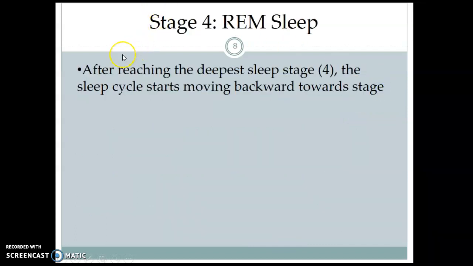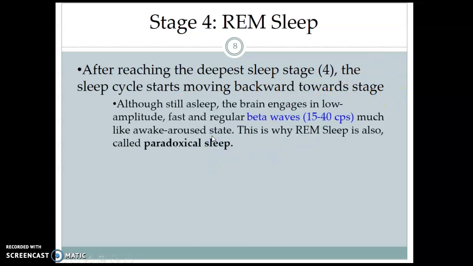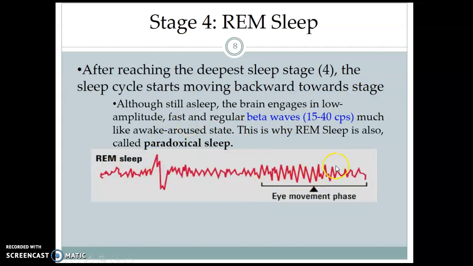And then stage 4, this is going to be our REM sleep. So after reaching the deepest sleep, the sleep cycle starts to move back towards stage 1. So although you're still asleep, the brain is going to engage in what we call beta waves. So the brain is going to be very, very active, but we're still asleep. So this is why this is called paradoxical sleep. Because most of the time you will experience what we call sleep paralysis, so you don't act out the dreams, but your brain is highly active.